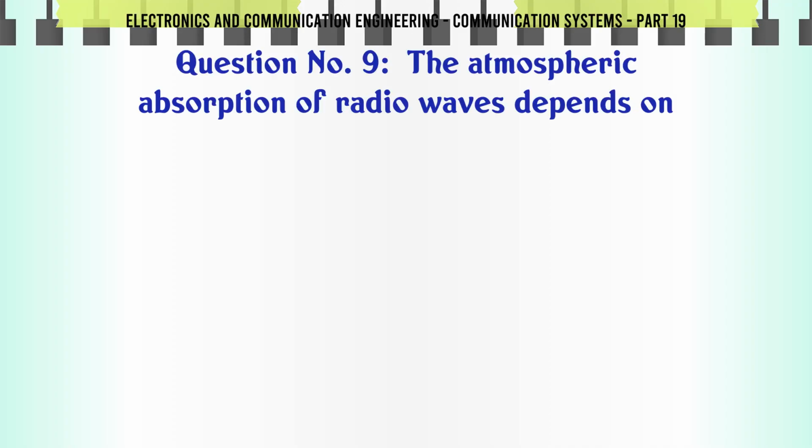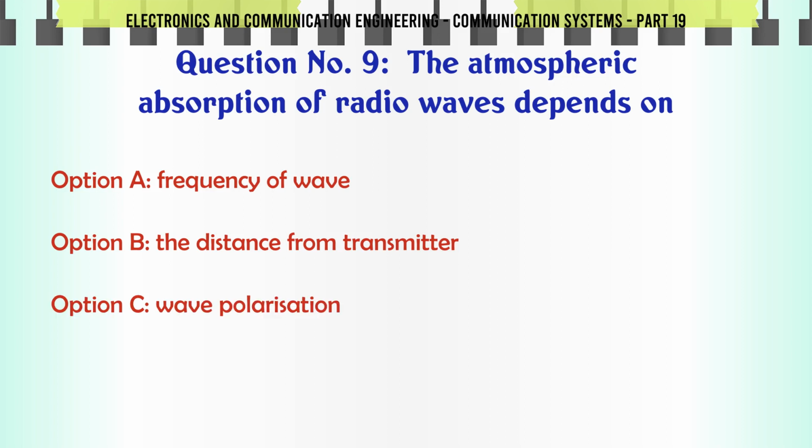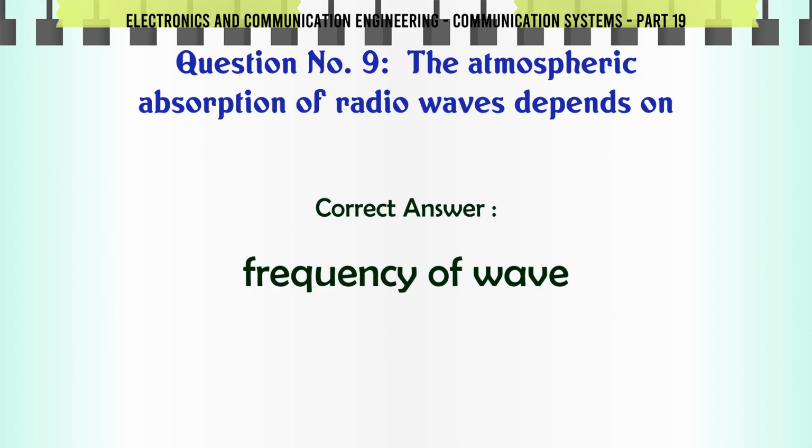The atmospheric absorption of radio waves depends on A. frequency of wave, B. the distance from transmitter, C. wave polarization, D. atmospheric polarization. The correct answer is frequency of wave.